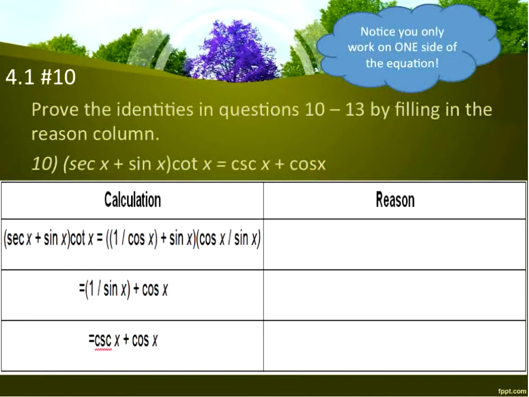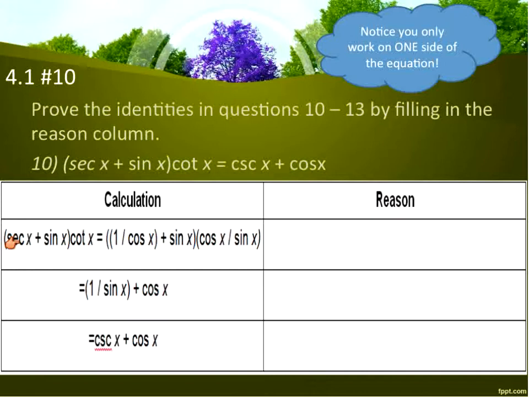Okay, so when I'm looking at my first step here and I'm trying to figure out what happened, here is my original right here. How did they go from here to here? Well, they changed from secant to 1 over cosine. Why am I allowed to do that?